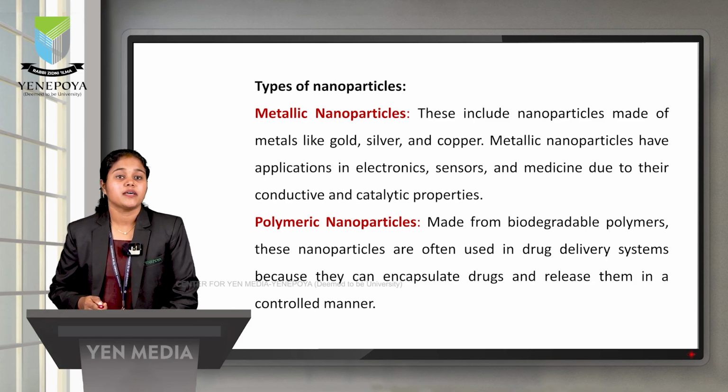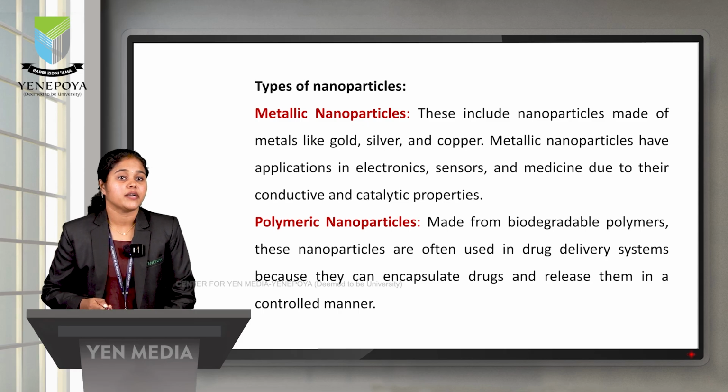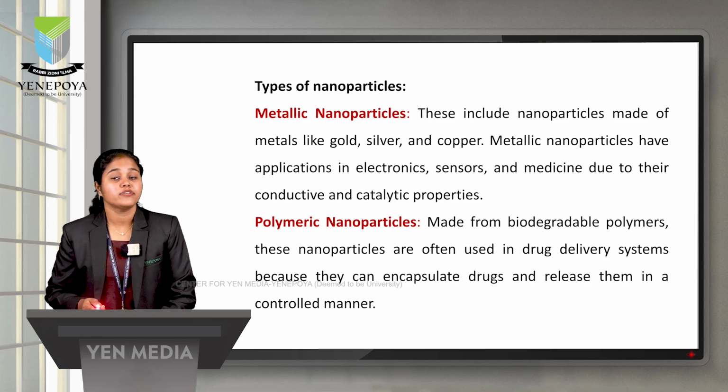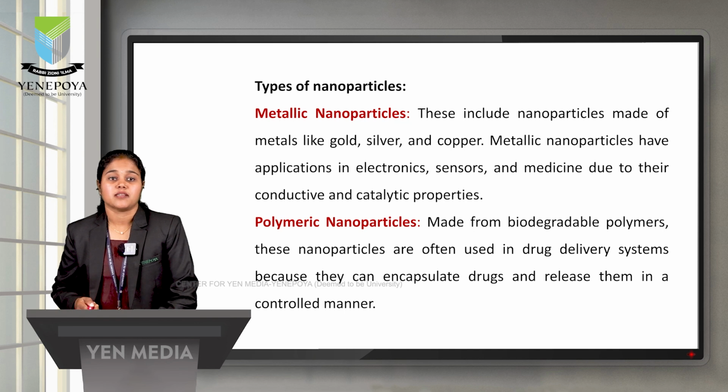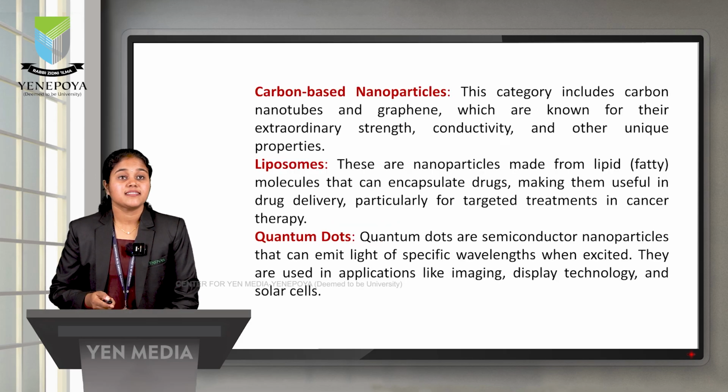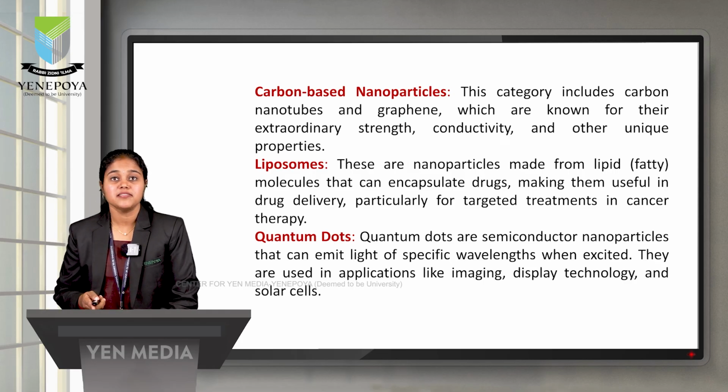The next is polymer nanoparticles or polymeric nanoparticles. They are widely used nowadays in the medical or pharmacy field, made from biodegradable polymers. These nanoparticles are often used in drug delivery systems because they can encapsulate the drug and release it in a controlled manner. So, this is a widely accepted and widely discussed topic in the field of drug delivery systems as of now.